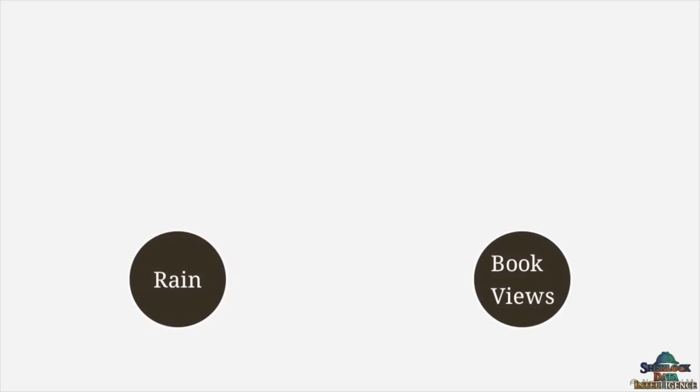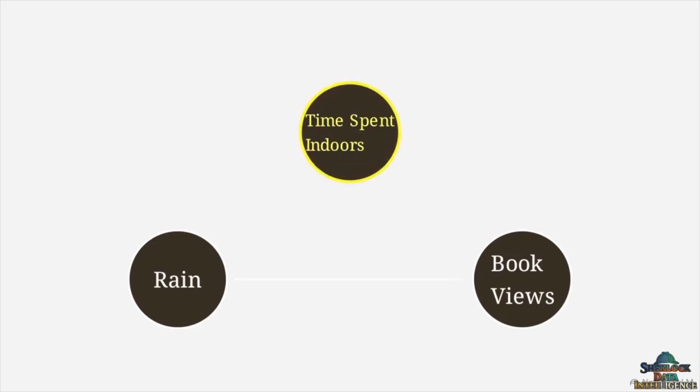This diagram shows what is actually happening. We see a link between rain and book views, but we're missing a hidden variable. When it rains, people step inside to wait out the storm. They stay in the store longer. That extra time spent wandering the aisles, not the rain itself, is what actually leads them to the green book.